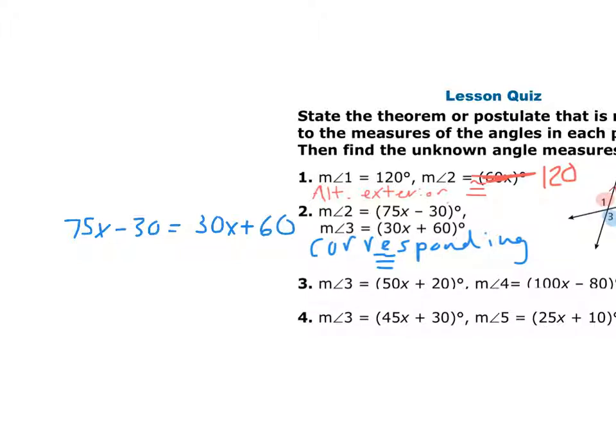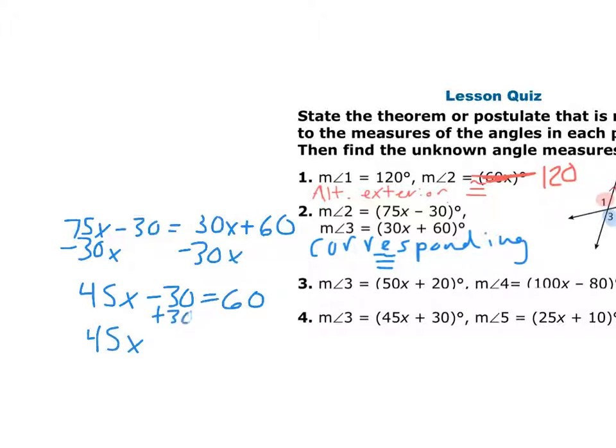So now we solve for x. What would be the first thing we do in solving for x, Ryan? We subtract 30x on both sides. So we get 45x minus 30 is equal to 60. Christian, what do we do next? You add 30. So we have 45x. The 30s cancel. Is equal to 90.